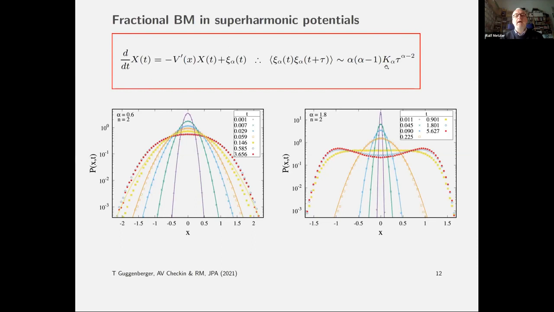And I show the correlation function. Here you see that when we have a subdiffusive process, when alpha is smaller than 1, these are negatively correlated. When alpha is larger than 1 and we have a persistent, positive correlation, then of course this value is positive. Let me show you the result for a quartic potential first.